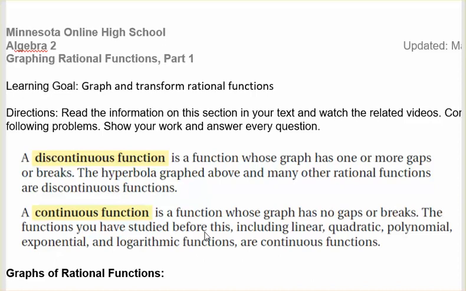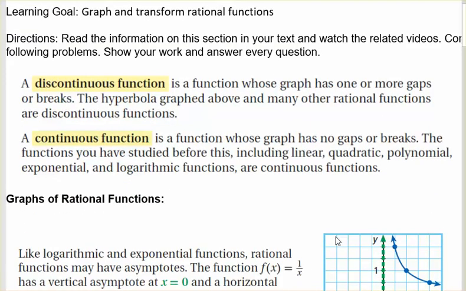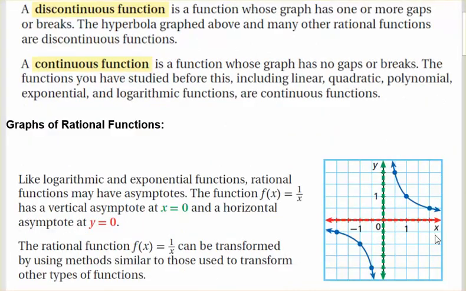So far, all of the functions that we've looked at, linear, quadratic, polynomial, exponential, log, are all considered to be continuous functions, but now we're going to look at discontinuous functions. If you look at this example of a rational function, you will see that there is a gap in between the two parts. The blue curves are the graph of this rational function, f of x equals 1 over x. And the gaps mean that it's a discontinuous function.